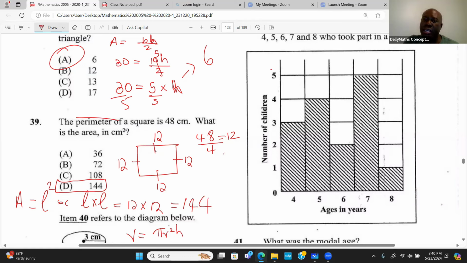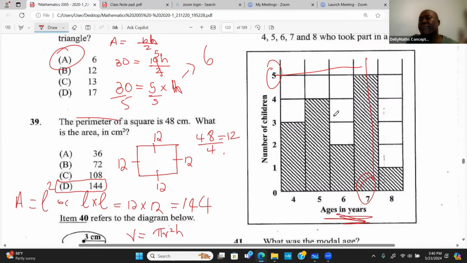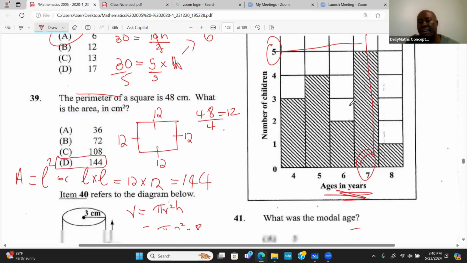So 5 here would have linked to 7. So the modal age is 7, not 5, right? We have to be careful here. The answer is 7 and not 5. For the modal age, your answer must come from where the ages are. 5 would have been the height that allowed us to identify this 7 here.